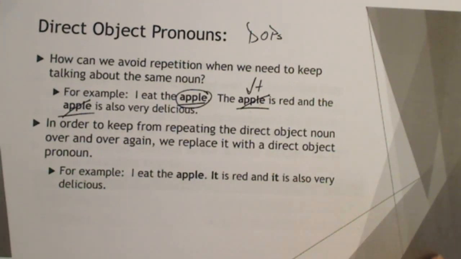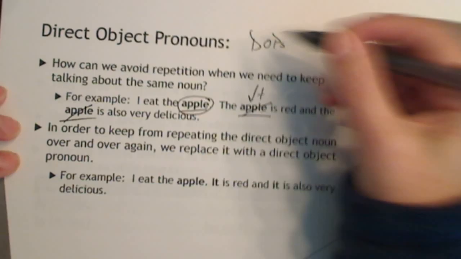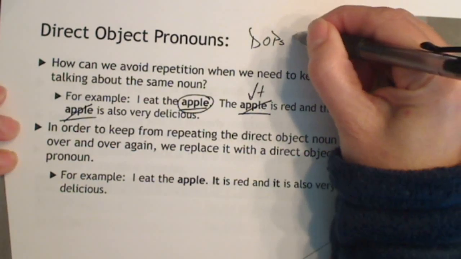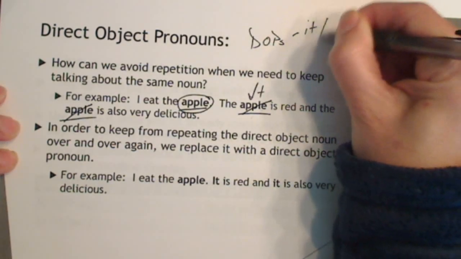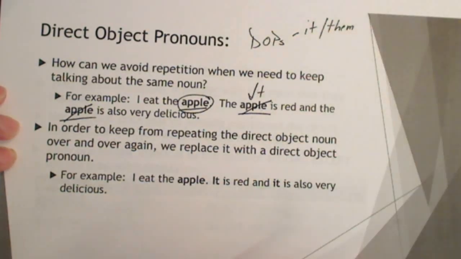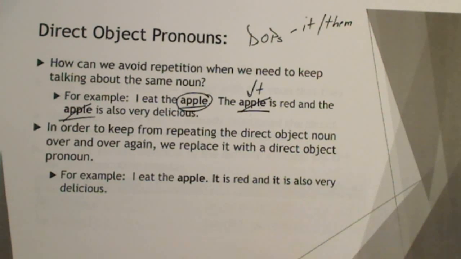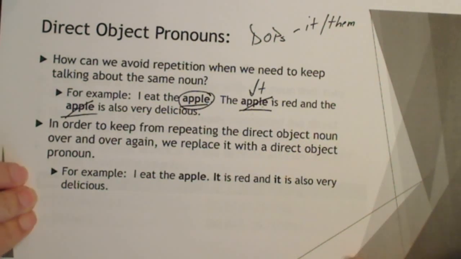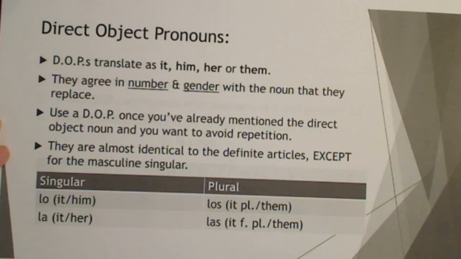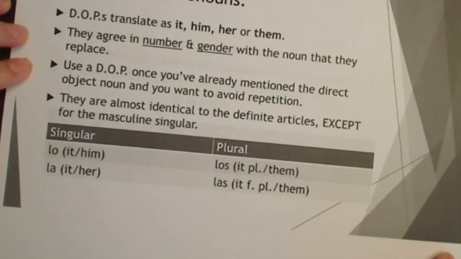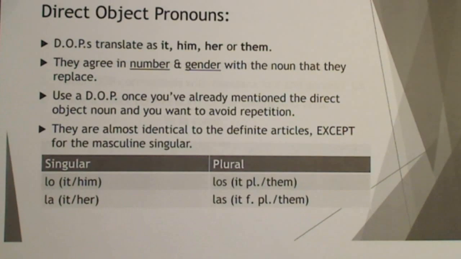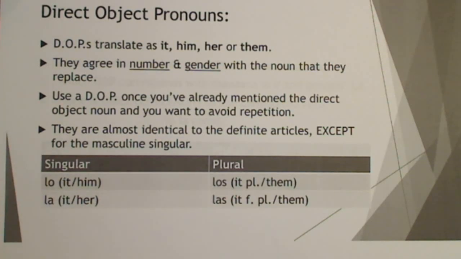And guys, basically that's all this is. DOPs is the word it, and on the plural side, it's the word them, just when you're using it to replace a direct object noun. Okay? So, here are the direct object pronouns that you have to learn. On the singular side, it is lo and la. On the plural side, it is los and las.